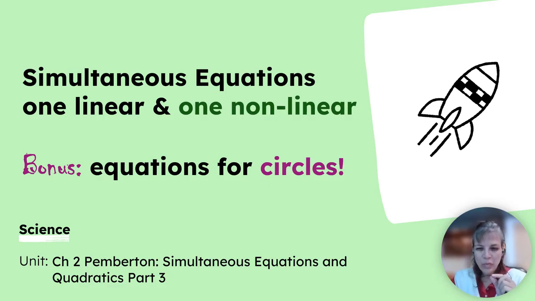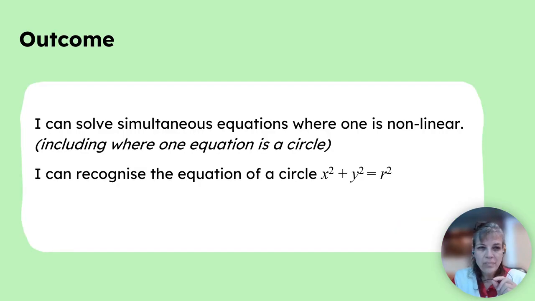This is part 3, in which we'll look at what we do when we have simultaneous equations with one linear, one nonlinear. And as a bonus, we're also going to talk about where the equation for a circle comes from and how that works. Hopefully by the end of this lesson, you'll be able to say, I can solve simultaneous equations where one is nonlinear, including where one equation is a circle, and I can recognize that the equation of a circle is x squared plus y squared equals r squared. You may already know that, but we'll talk about it.